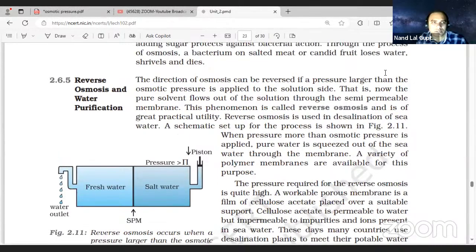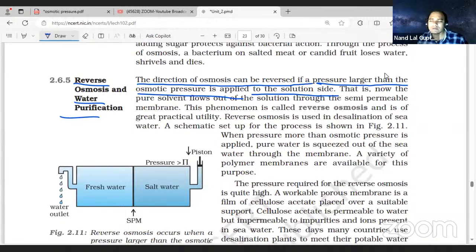Here you see, student, this is reverse osmosis and water purification. The direction of osmosis can be reversed if a pressure larger than the osmotic pressure is applied to the solution side. This is salt water, this is the solution. This is the pressure applied above the osmotic pressure. So the solvent molecules from the solution are going to go out. Solute cannot pass and this water is the outlet.